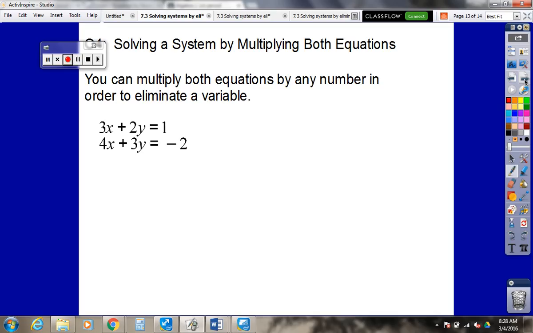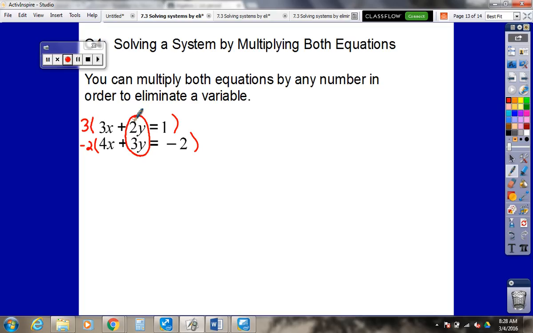Brittany? 3 and negative 2. Okay, so if we did that, 3 times 2 would be 6, and negative 2 times 3 here would be negative 6. So this middle variable has a least common multiple of 6. To get to 6, we have to multiply this 2 by 3. We have to multiply the 3 on the bottom equation by negative 2. Very good. You guys see what she did? You understand how she decided to multiply?